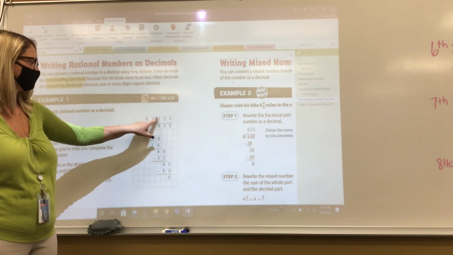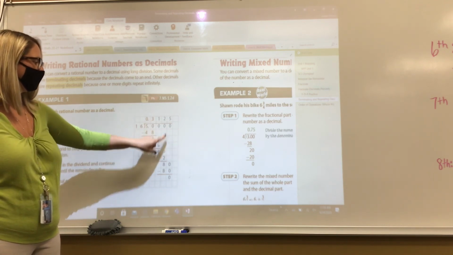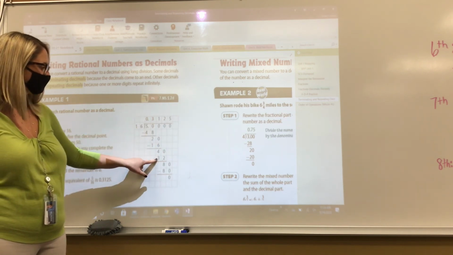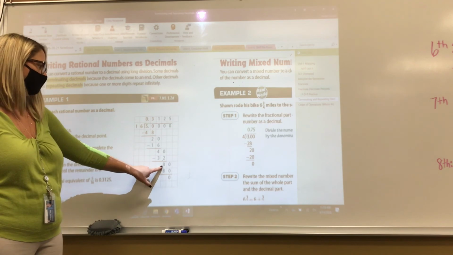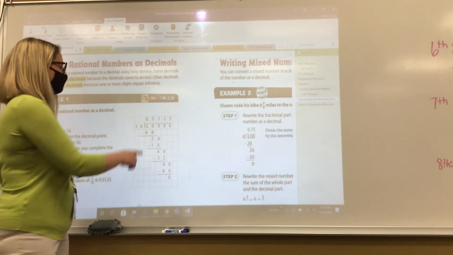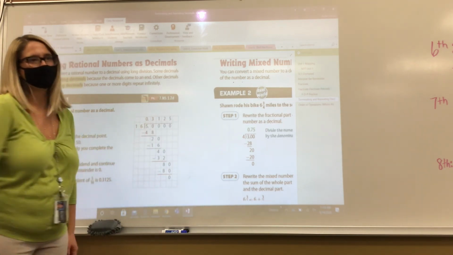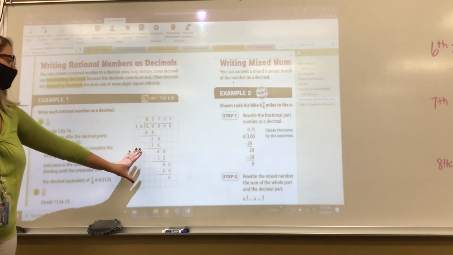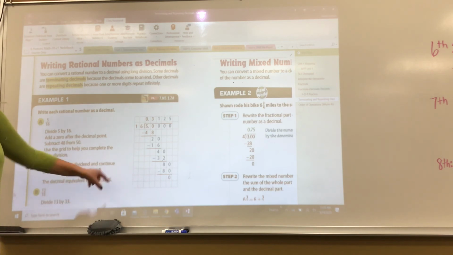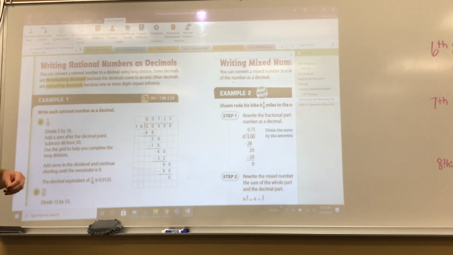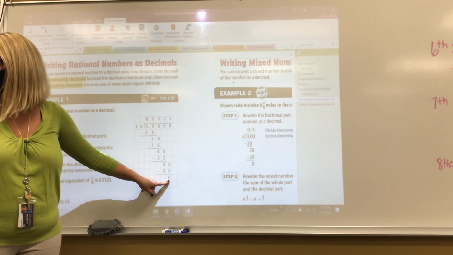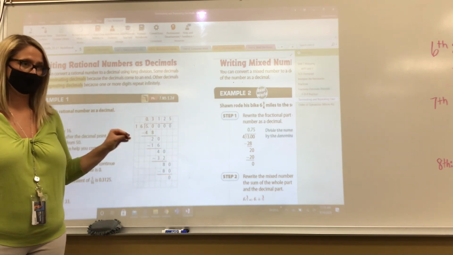16 goes into 20 once. 1 times 16 is 16. Get a 4. Add a 0, bring it down. 16 goes into 40. 2 times 16 is 32. Subtract and get an 8. Add a 0, bring it down. And then 16 goes into 80 5 times, and we subtract and get 0. There's nothing left. So because there's nothing left, and it has a remainder of 0, it's considered a terminating decimal. Okay? If it ends, which means that it eventually had a remainder of 0, right? Then it was terminating. It completes.